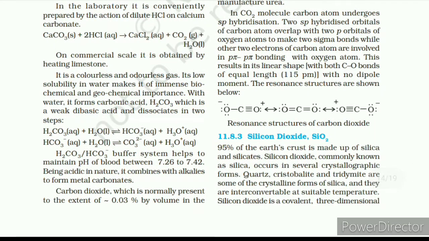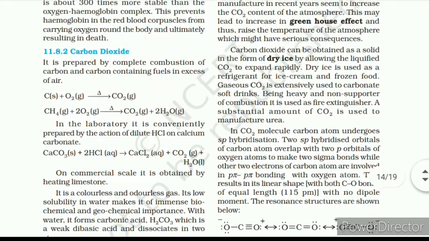Carbon dioxide, which is normally present to the extent of 0.03% by volume in the atmosphere, is removed from it by the process known as photosynthesis. It is the process by which green plants convert atmospheric CO2 into carbohydrates such as glucose. The overall chemical change can be expressed as 6CO2 plus 12H2O, in the presence of light and chlorophyll, gives C6H12O6 plus 6CO2 plus 6H2O. By this process, plants make food for themselves as well as for animals and human beings.